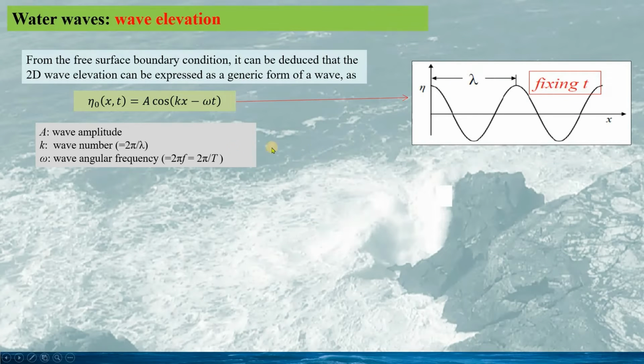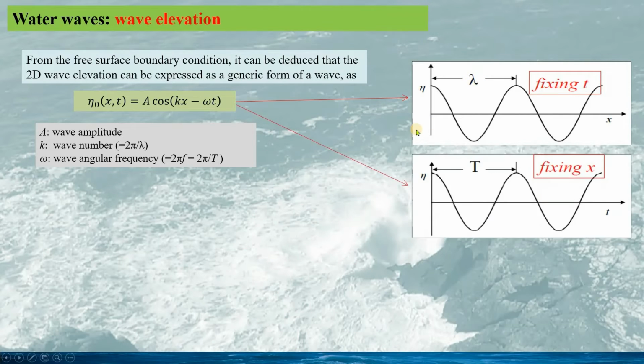From this expression, we can obtain a wave form when we fix the variable t. We can imagine we take a snapshot of the wave. So from the record, we can see the distance between two joint peaks. Here is the wavelength lambda. We can also fix the x. This means we watch the wave or measure the wave at a fixed point. From this record, we can obtain the wave period, the time lapse between two joint peaks.